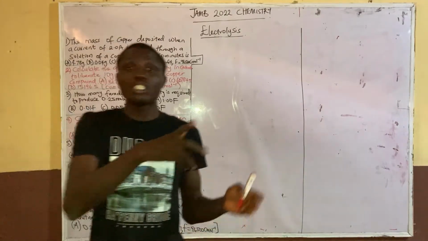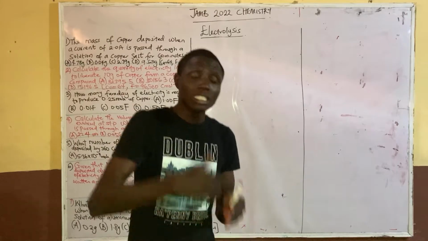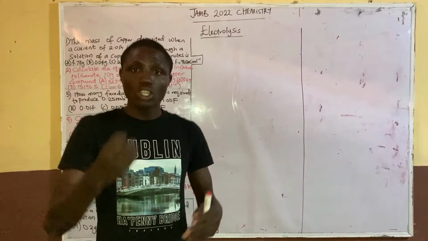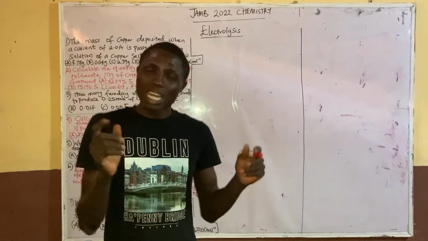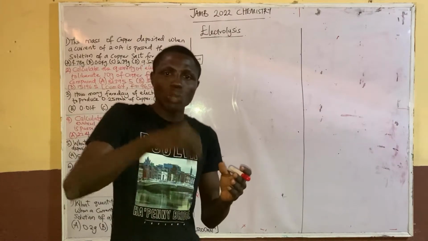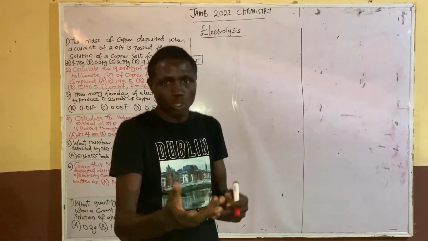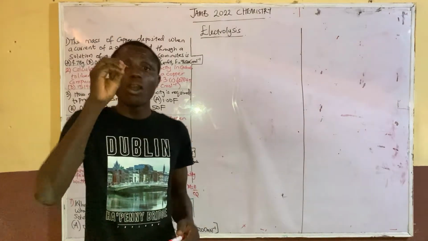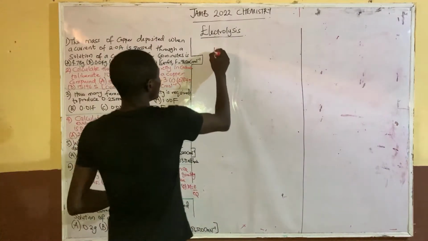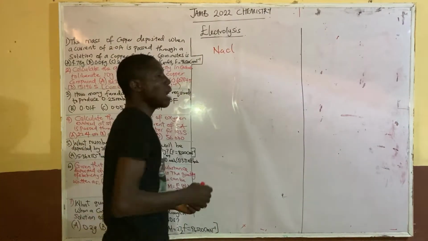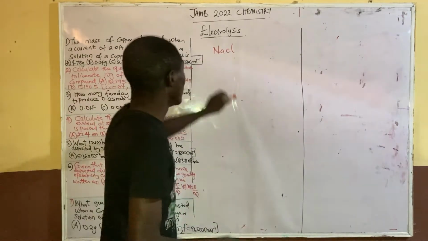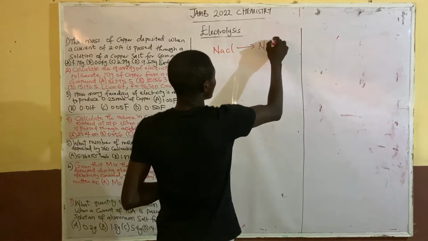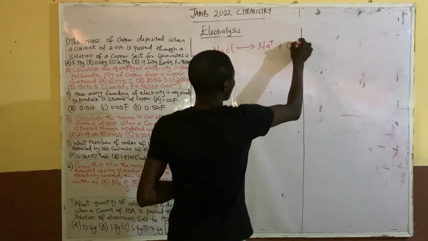An electrolyte is a substance which, when dissolved in water or when in its molten state, conducts electricity. So when I ask what an electrolyte is, it is any substance which, when dissolved or in the molten state, conducts electricity. An example of an electrolyte is sodium chloride. When it dissociates in its molten state, it becomes Na+ and Cl-.